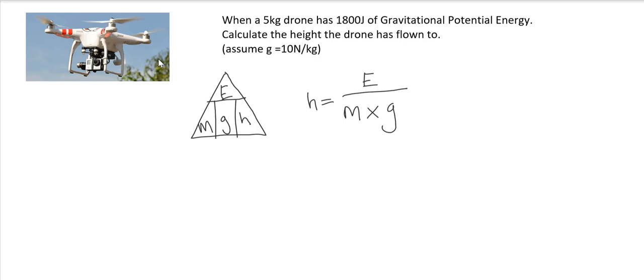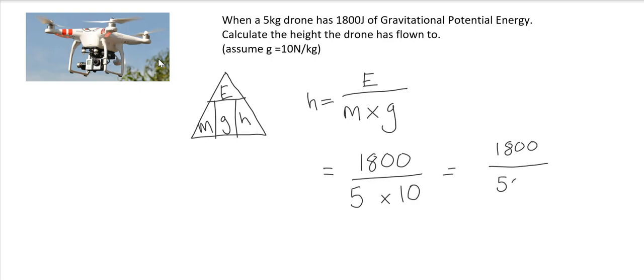I can go ahead and start putting the numbers into the equation. So I know that my gravitational potential energy is 1,800. The mass of the drone is 5, and the gravitational constant is 10. Well, using BIDMAS, we would do the multiplication first, and that becomes 1,800 divided by 50. 1,800 divided by 50 gives us a height of 36 meters.